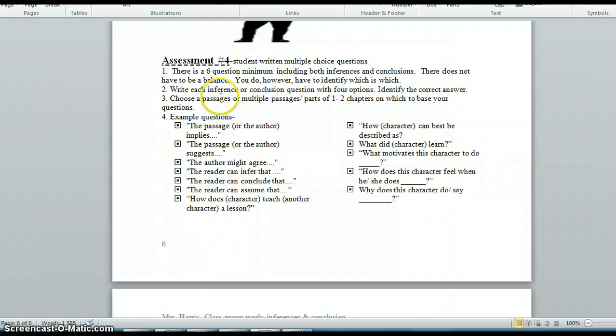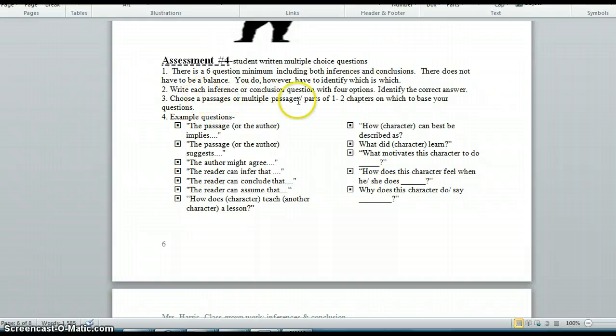Assessment 4, probably the easiest. Student written multiple choice questions. There's a 6-question minimum. You have to have at least 3 multiple choice answers, A, B, and C. D would be great. There does not have to be a balance between inference and conclusions. Try to do at least one of each. It says you have to identify which is which. I would love for you to identify which is which, but if you feel you cannot, as long as they're all inferences or conclusions, I'm pretty happy.